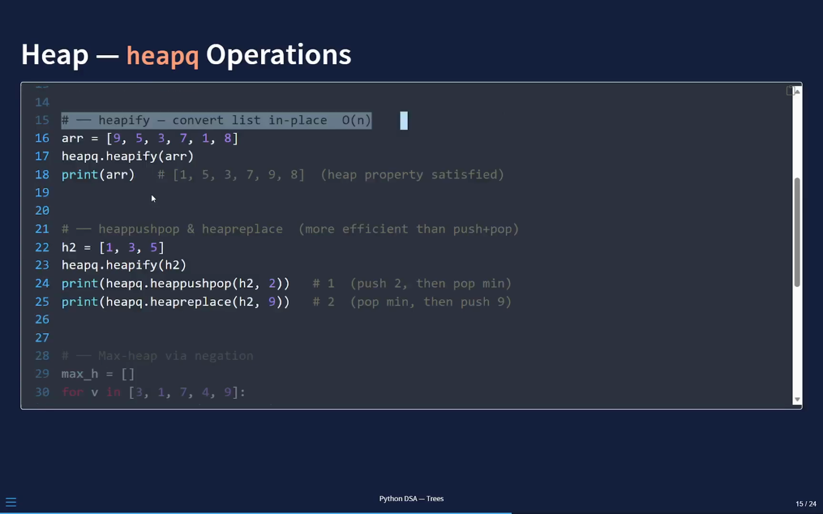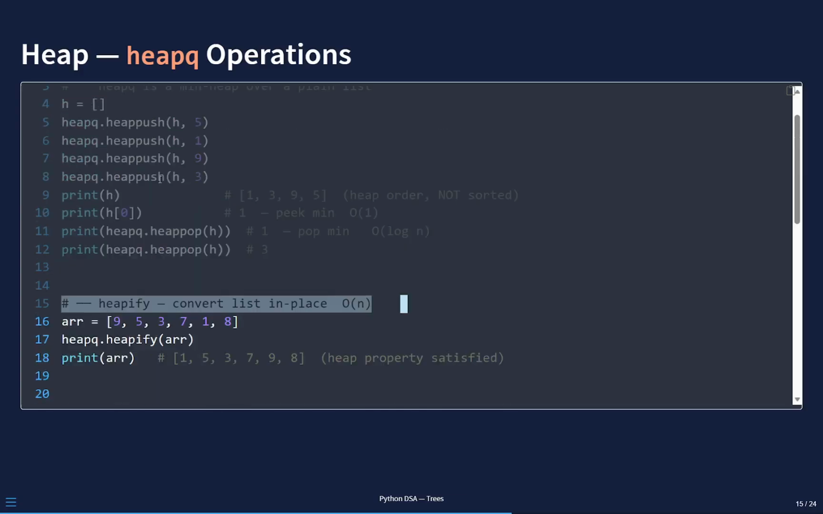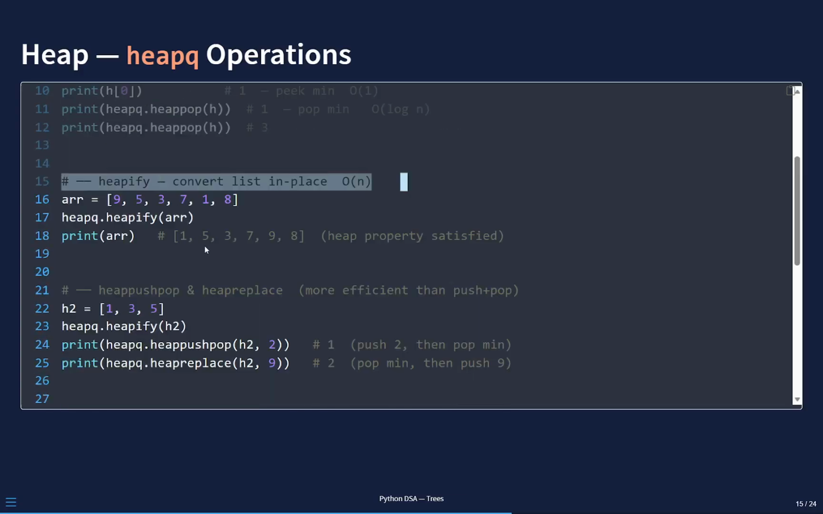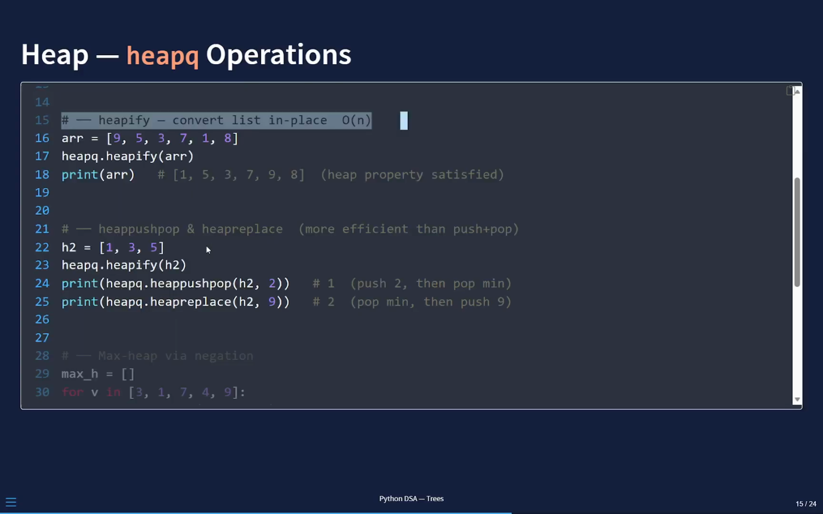Use repeated heappush when elements arrive one at a time. Heappushpop and heapreplace are atomic push-pop combinations, more efficient than calling them separately. Use these in hot paths, like maintaining a fixed-size top K window.